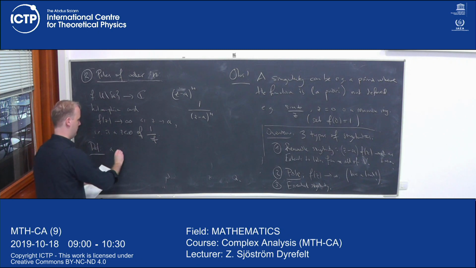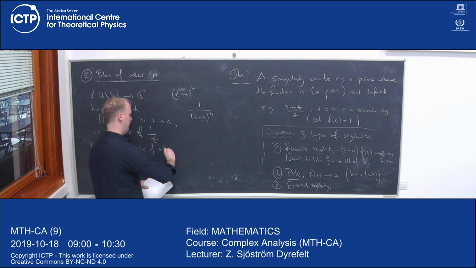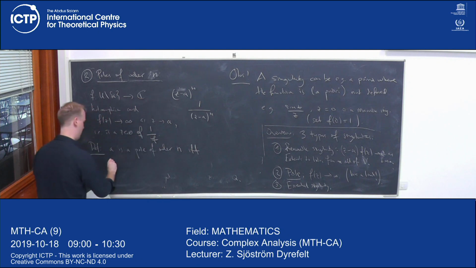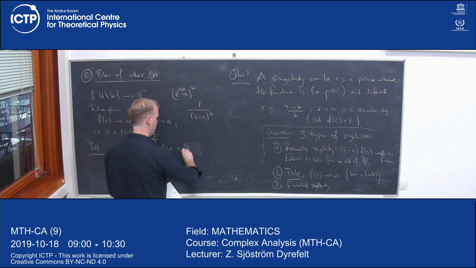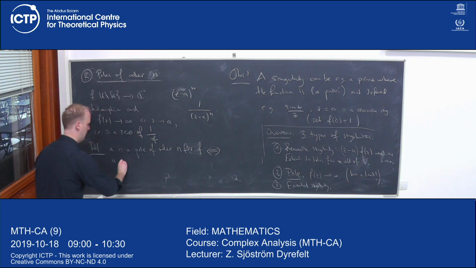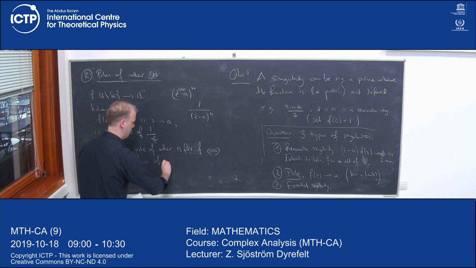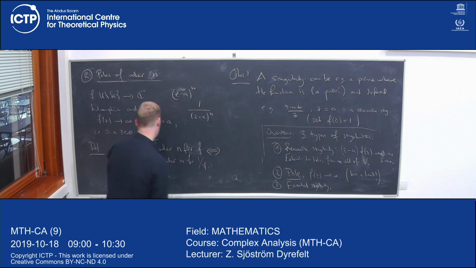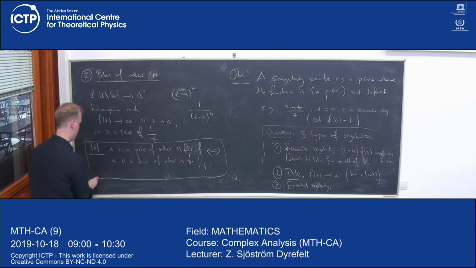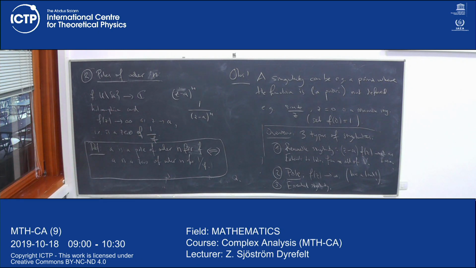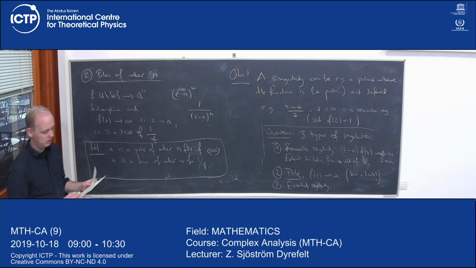Definition: a is a pole of order n for f if and only if a is a 0 of order n for 1 over f. Okay. Definition to keep in mind. This is the definition right here. It's a definition, or at most, to stretch, an explanation of a definition. So you see clearly that you have this duality between zeros and poles, right?